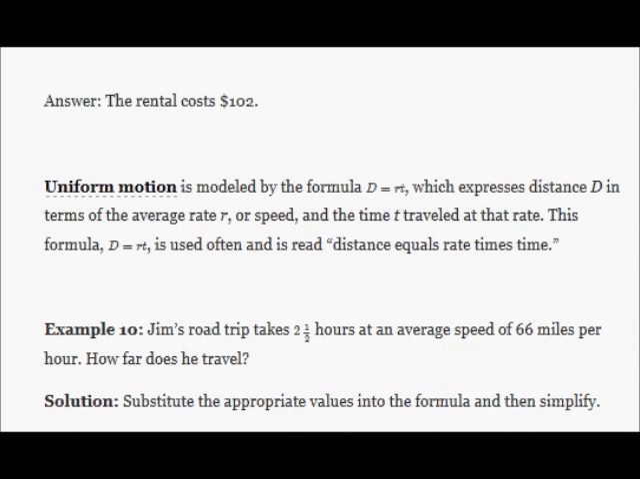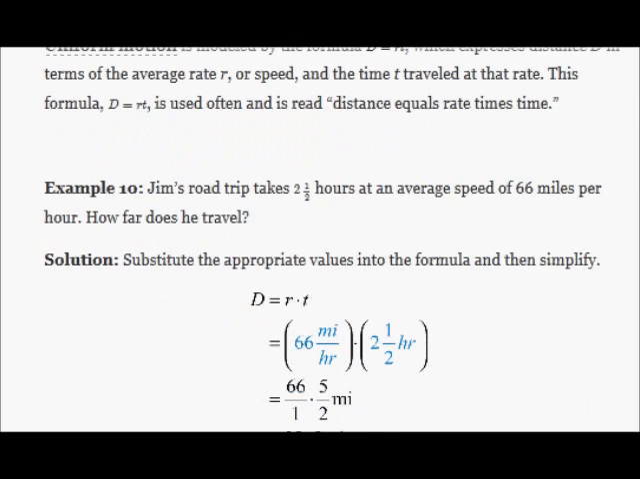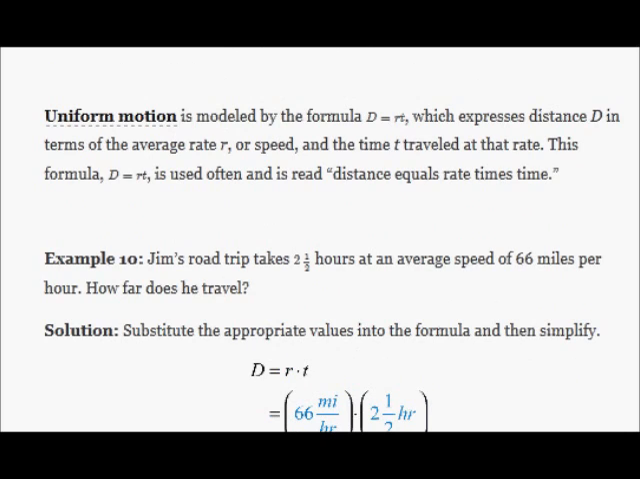Uniform motion is modeled by the formula distance equals rate times time, or some people say distance equals velocity times time. It's the same idea. Okay, so D equals R times T, or D equals RT. Jim's road trip takes 2.5 hours at an average speed of 66 miles an hour. How far did he travel?